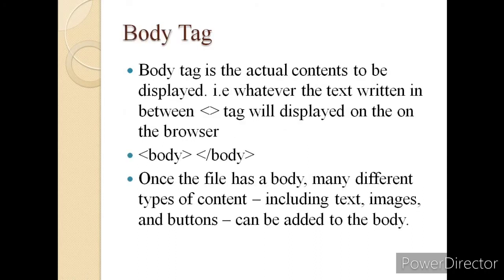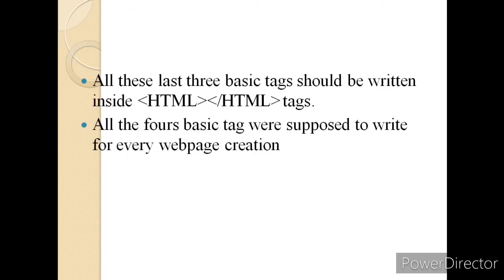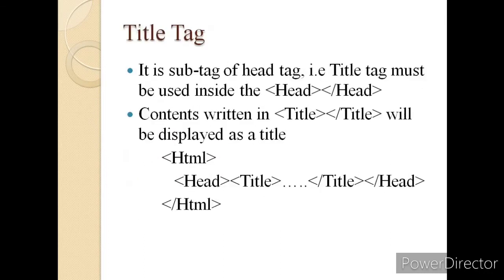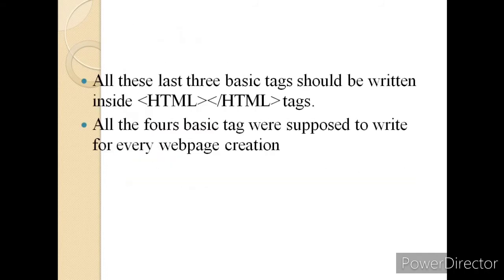Next, we will see the body tag. Body tag is the actual content to be displayed. Whatever text is written between the body tags will be displayed on the browser. It has both a starting tag and an end tag, that is, a container tag. Many different types of content including text, images and buttons can be added to the body. All these three basic tags, that is body tag, title tag and head tag, should be written inside the HTML tag.